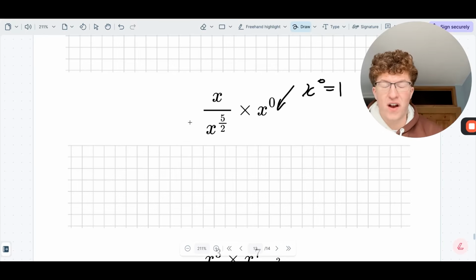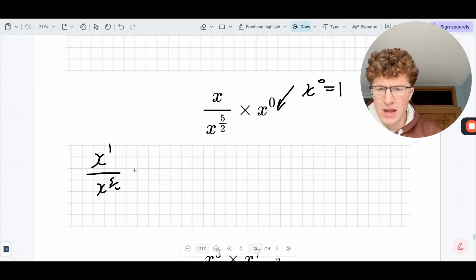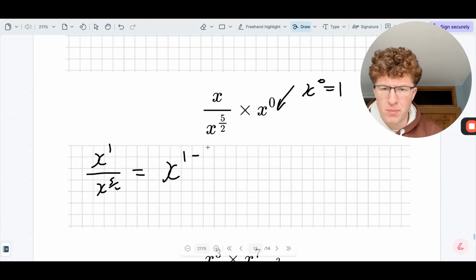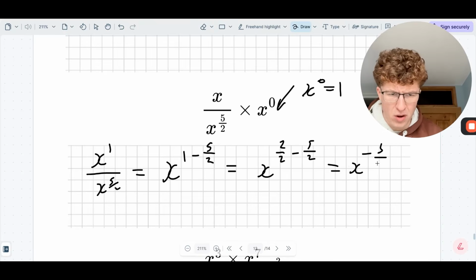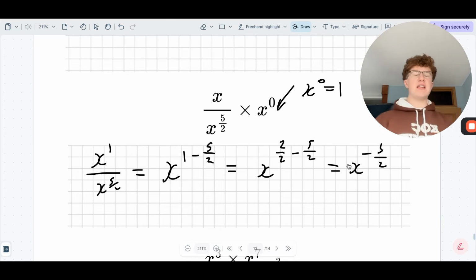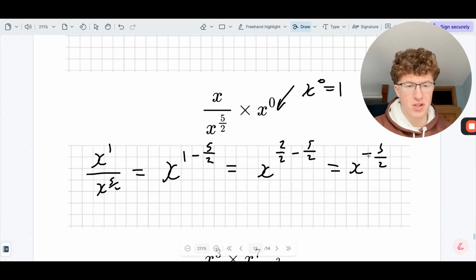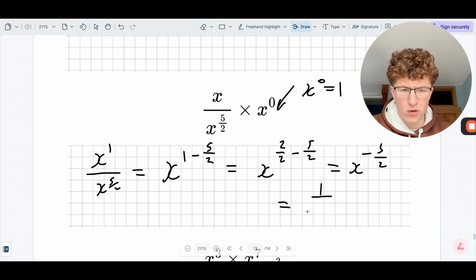Then, we're dividing. So we're going to have x to the power of 1 over x to the power of 5 over 2. That's equal to x to the power of 1 minus 5 over 2. 1 minus 5 over 2, that's the same as x to the power of 2 over 2 minus 5 over 2. And that's equal to x to the power of minus 3 over 2. Now, you could leave the answer as that, but just a note, x to the power of minus 3 over 2, that's the same as 1 over x to the power of 3 over 2.